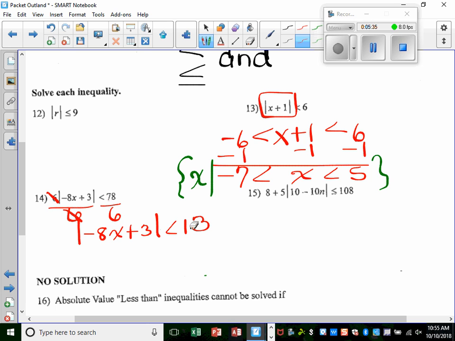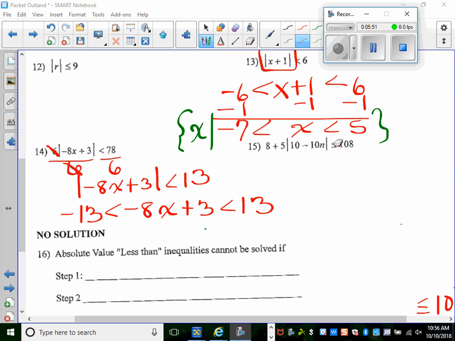So I'm going to write it as one compound inequality. I'm going to say negative 13 is less than negative 8x plus 3, which is less than 13. Okay, all right, so we can solve this just like it is. So let's go ahead and subtract 3 from all sides.